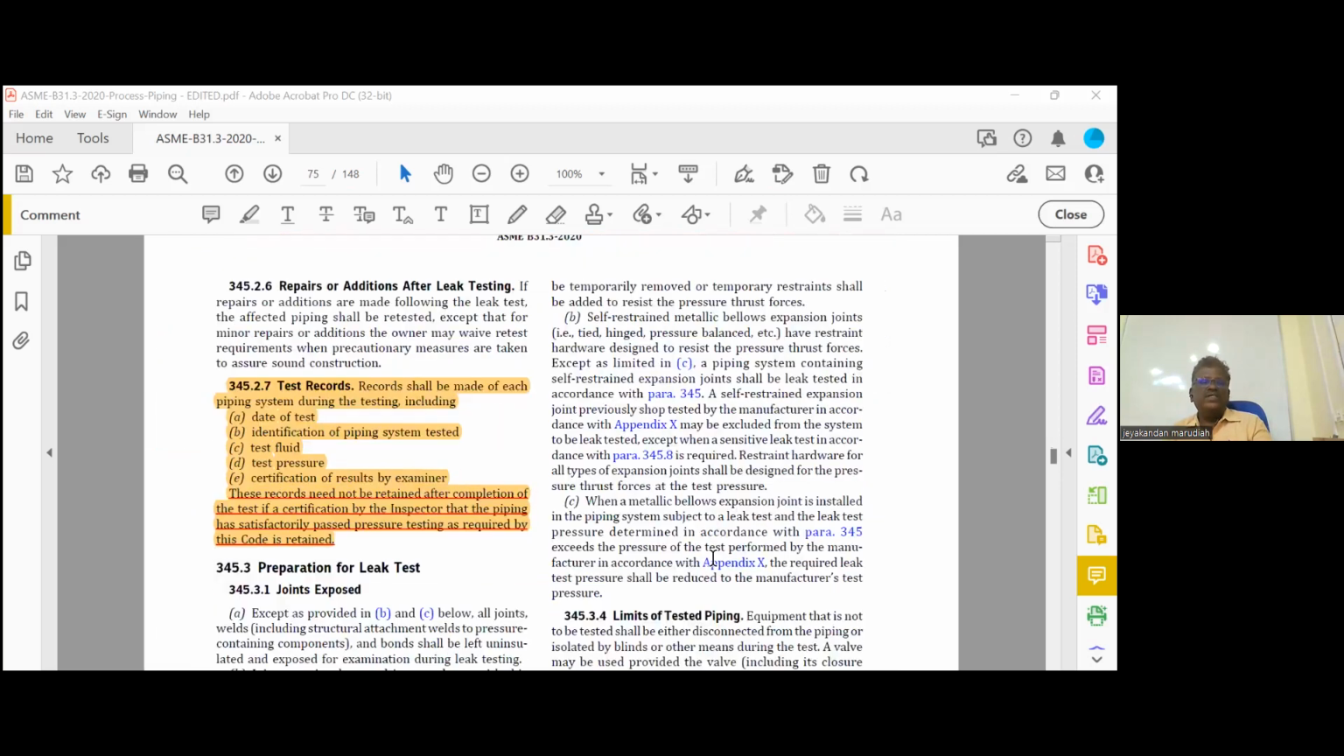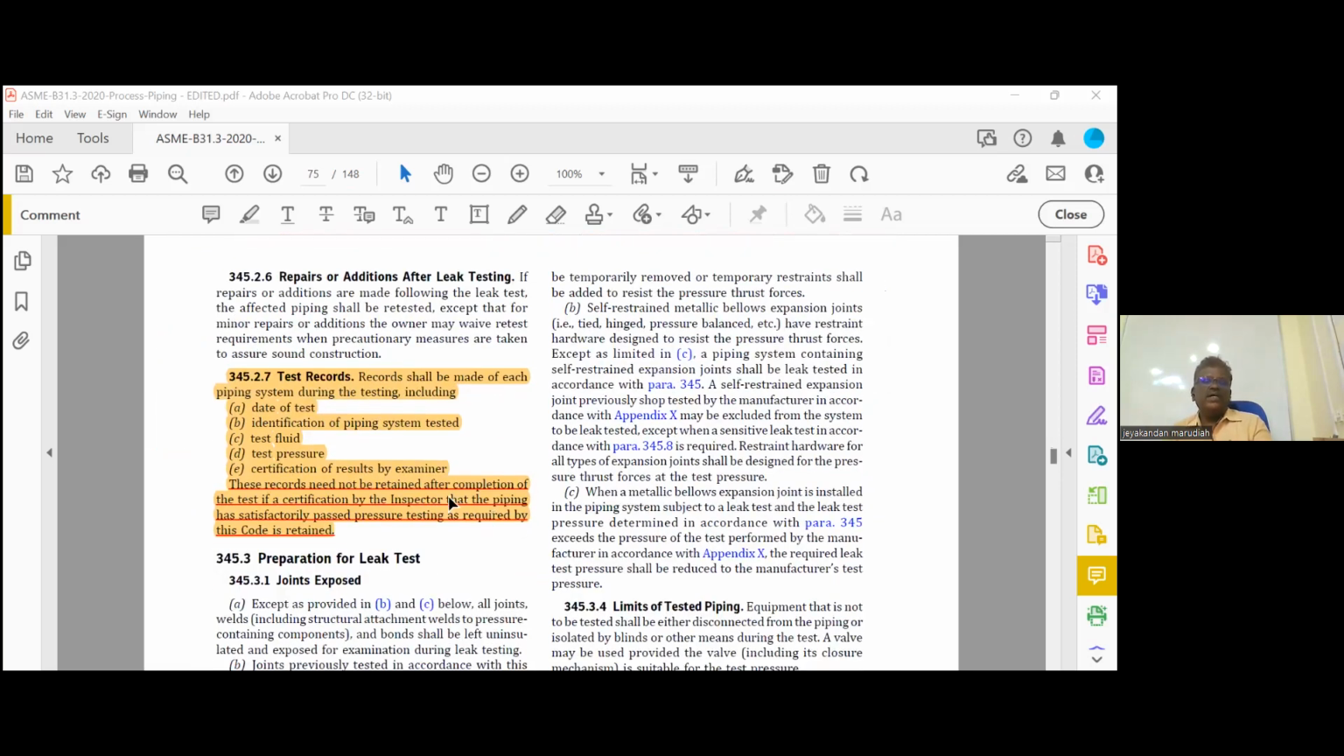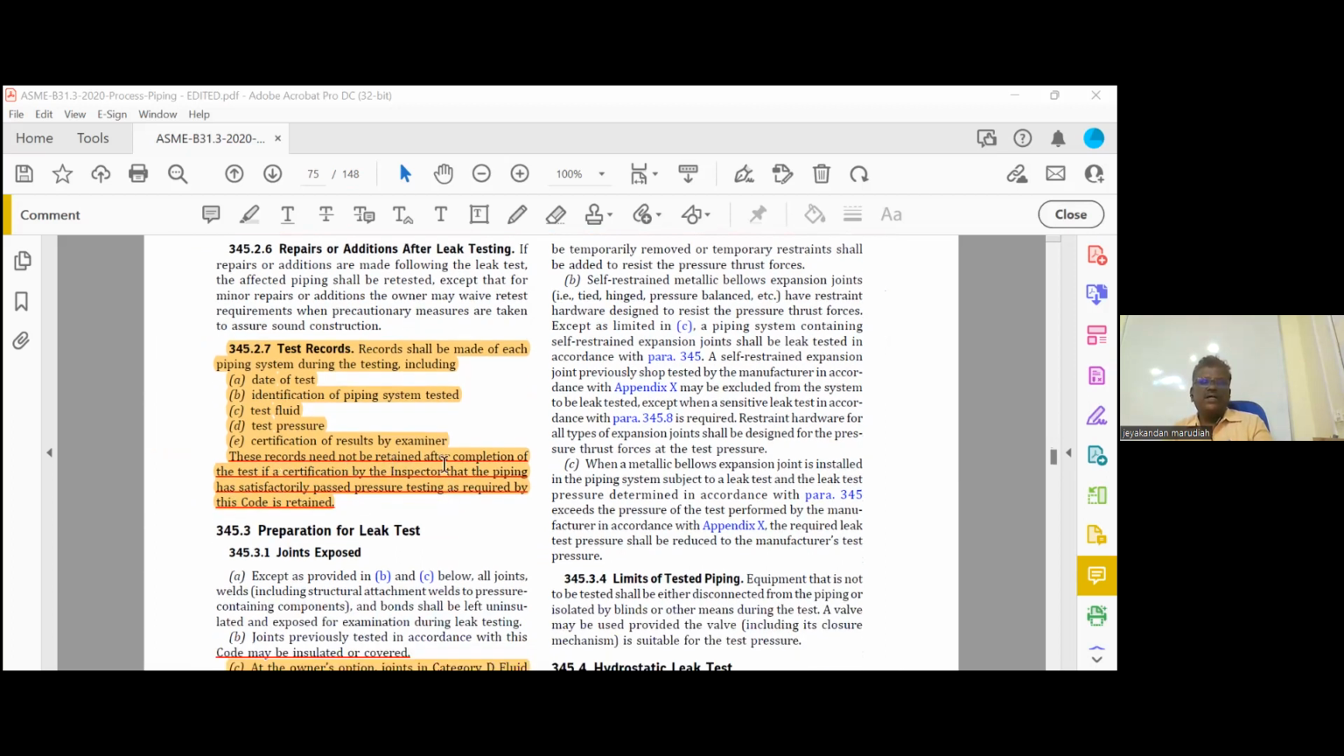Then go to the next page. Records. Highlight this paragraph. The records need not be retained after completion of the test if there is a certification by the inspector that the piping has satisfactorily passed. Suppose the entire test pack, you need not retain, only the certificate that it is passed. That is necessary.